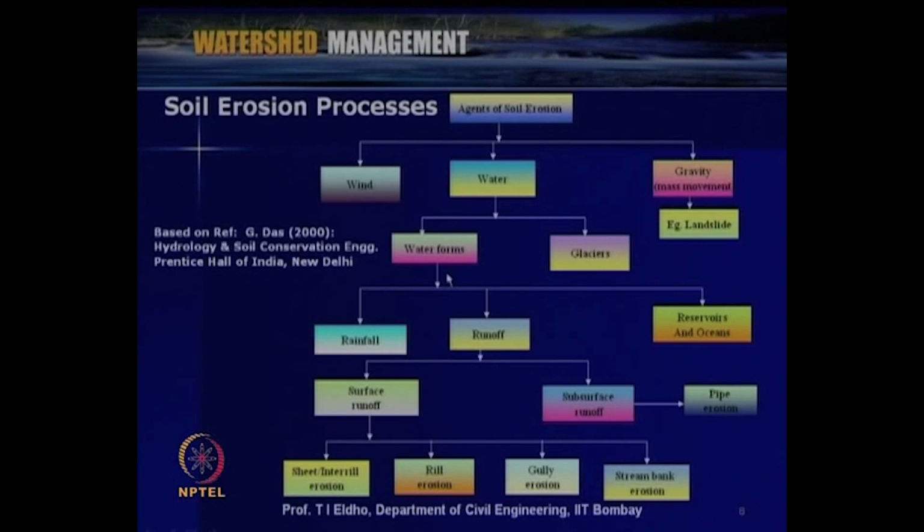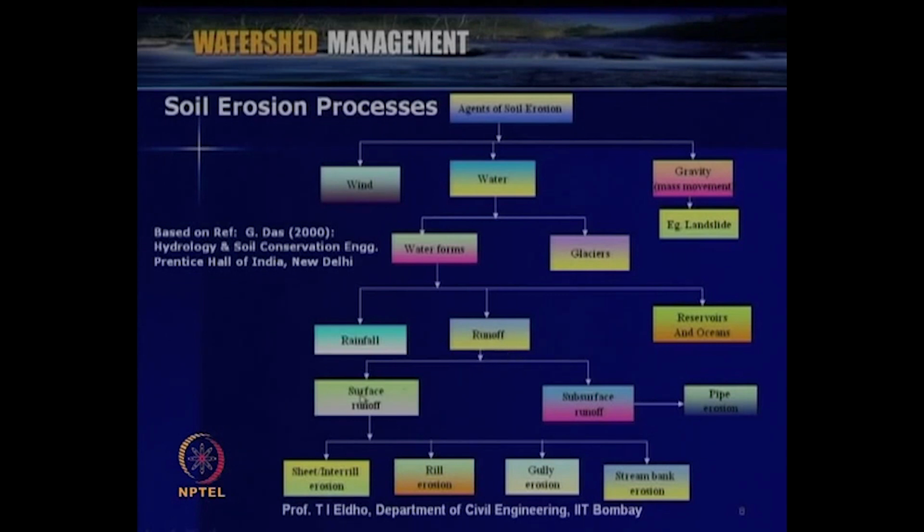So, it can be either water forms or glaciers, movement of the glaciers, or snow melt, or due to precipitation and runoff. So, as far as water is concerned, it can be water forms or glaciers, and then water forms again we can classify into rainfall, that means due to direct impact of the rainfall the soil erosion takes place, and then the runoff, happening on the overland or the channels. Then also deposition will take place in reservoirs and oceans. So, that is another water form.